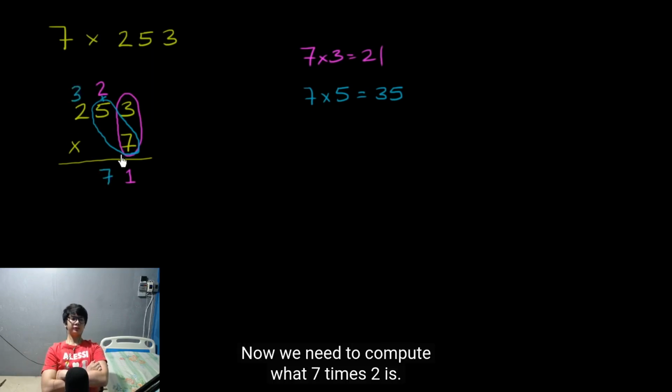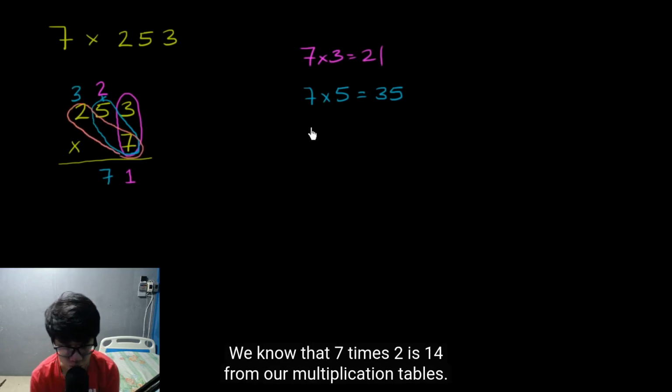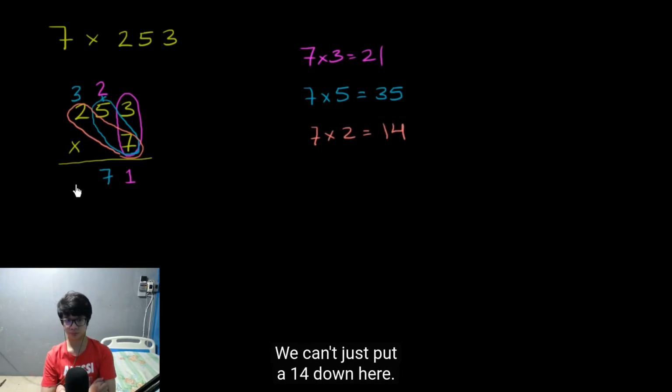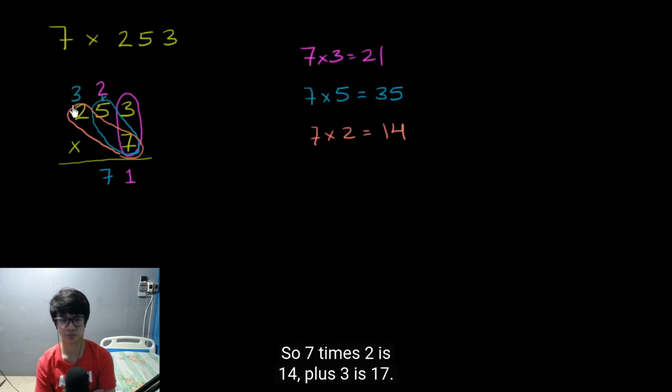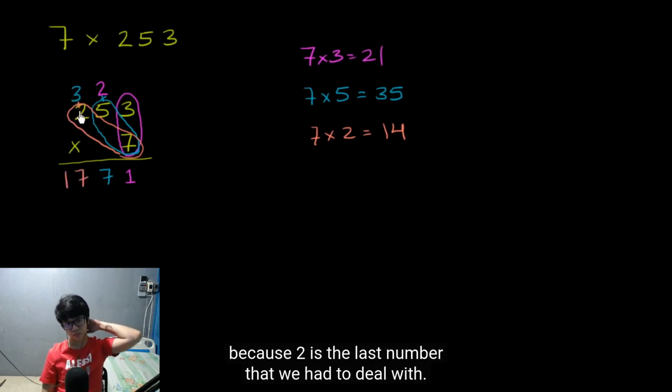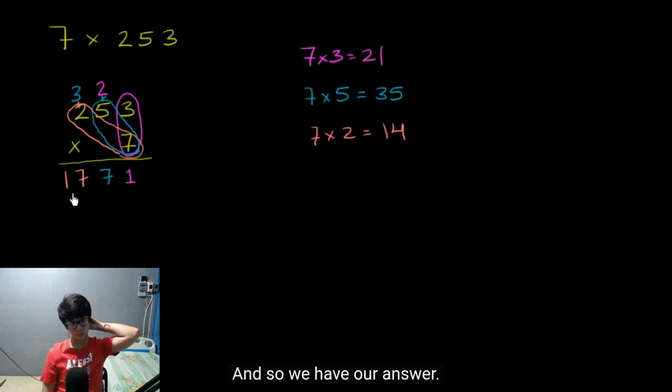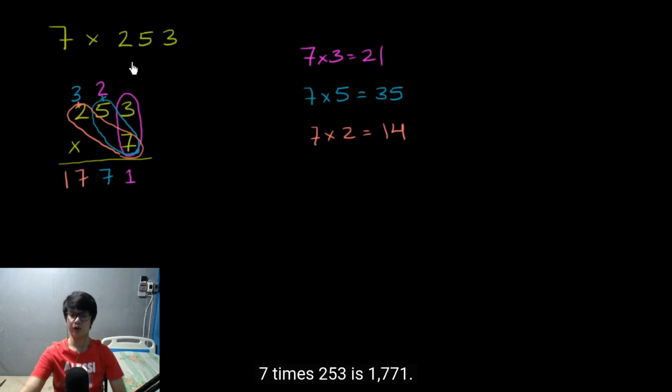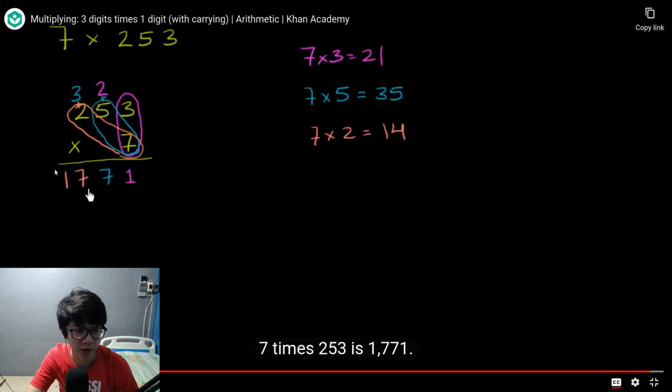Now we need to compute what 7 times 2 is. We know 7 times 2 is 14 from our multiplication tables. We can't just put a 14 down here. We have this 3 to add. So 7 times 2 is 14, plus 3 is 17. So now we can write the 17 down here because 2 is the last number that we have to deal with. And so we have our answer. 7 times 253 is 1,771.